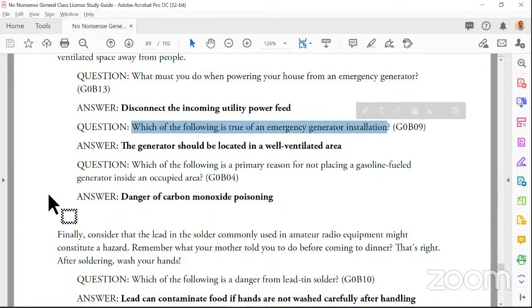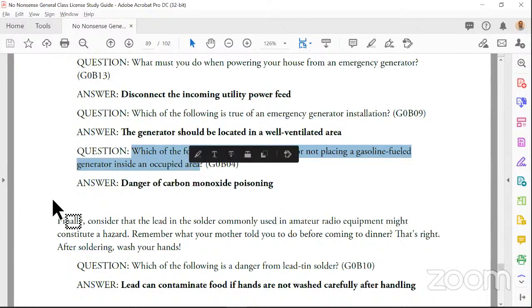Which of the following is true of an emergency generator installation? Again, another safety-related question. The generator should be located in a well-ventilated area. Remember we said that you have maybe gasoline that's powering your generator. In some cases, people use diesel generators. They may use propane, different types of generators. And you have exhaust as well. So you don't want that to be inside of the house. You certainly would want that to be in a well-ventilated area, possibly outside or away from where people live or stay.